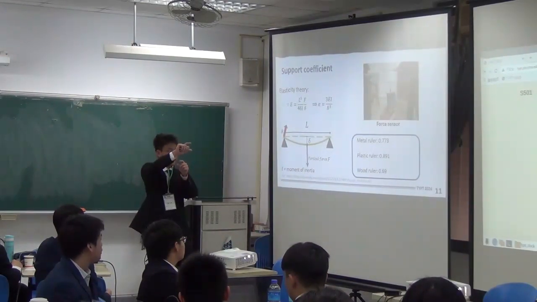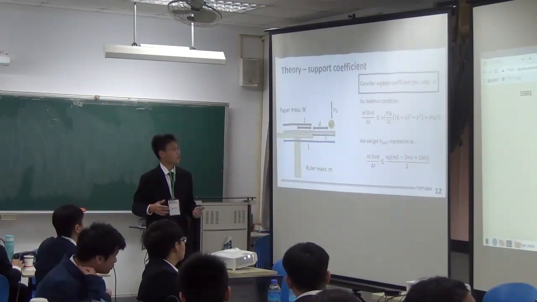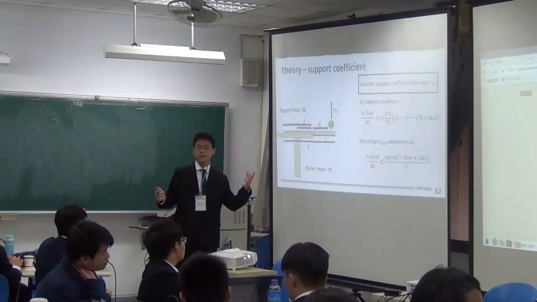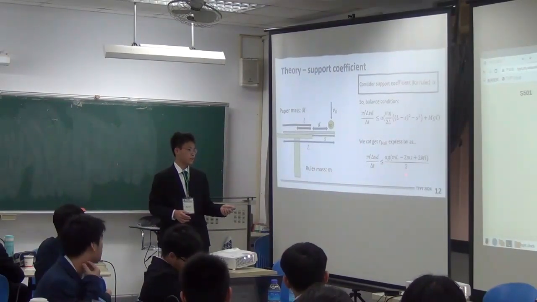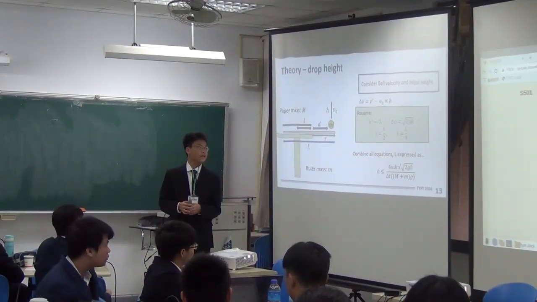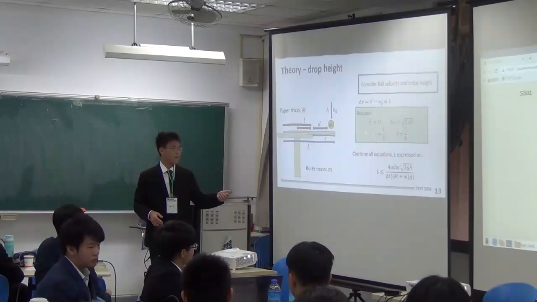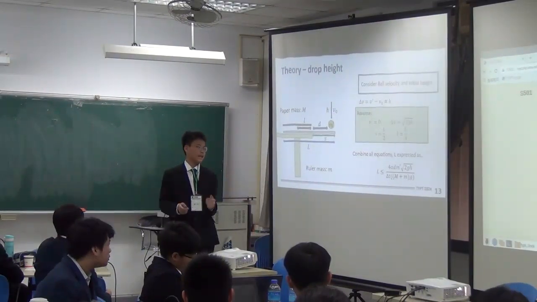and this delta is the change in this length. If we consider the support coefficient alpha in the equation, it will look like this, and then we could get the torque ball expression as this. Then we consider the ball velocity and initial height, and we assume these parameters as these. If we combine all the equations, we could get an L expression as this.